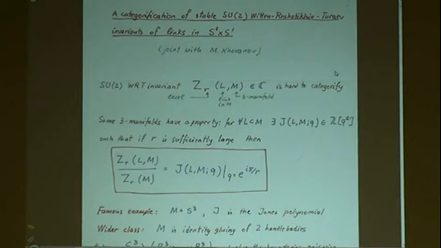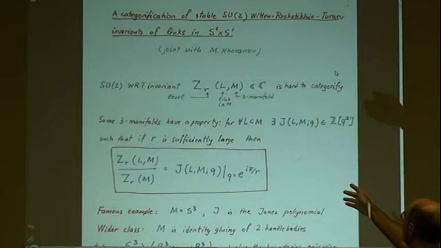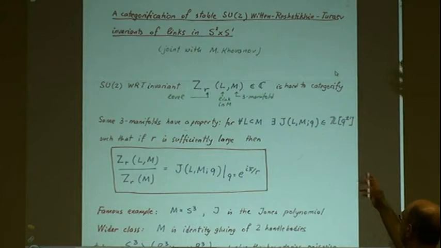For SU2, or for any other compact Lie group, there is the Witten-Reshetikhin-Turaev invariant, which is an invariant of a link inside a manifold, and this invariant depends on an integer number R, which is called level, and the invariant itself is a complex number.